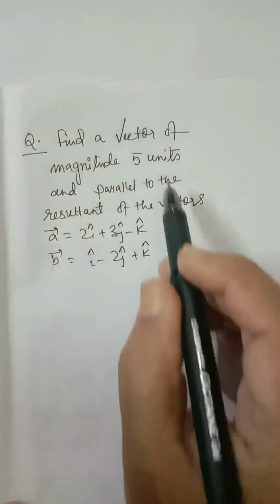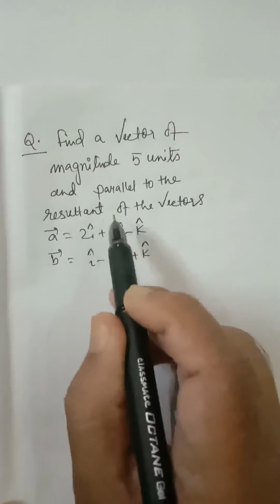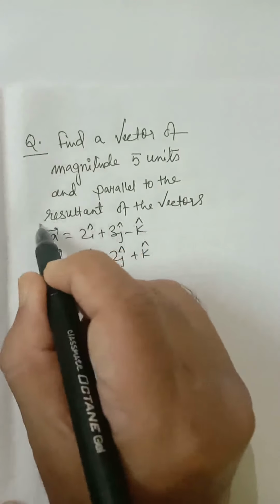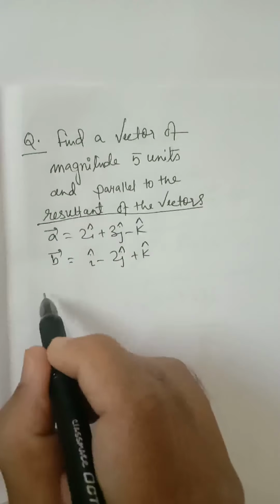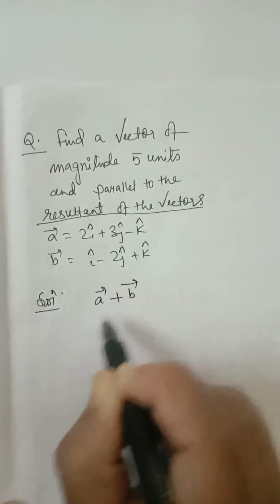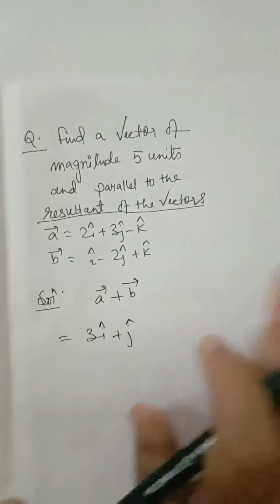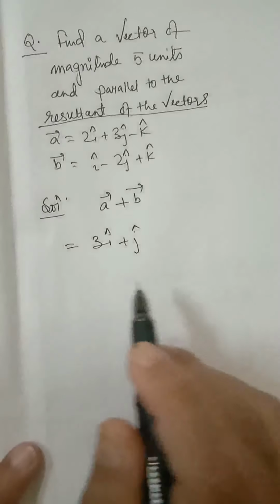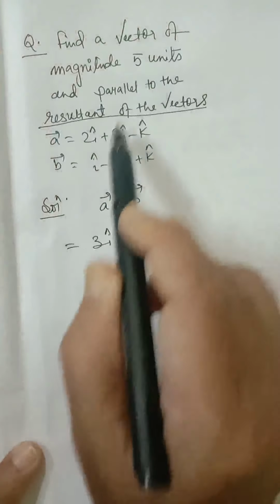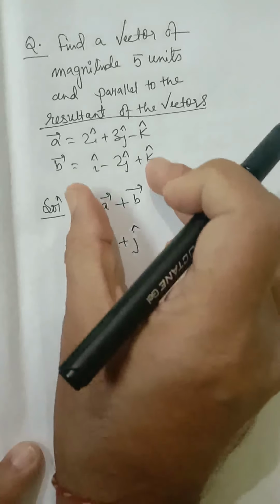Next question is, find a vector of magnitude 5 units and parallel to the resultant of the vectors a and b. Resultant of the vectors means the sum of the vectors a and b. So first of all we will find the sum of the vectors, that is the resultant of the vectors a and b. So a plus b is 3i plus j. We have to find a vector of magnitude 5 units parallel to this vector, in the direction of a plus b.